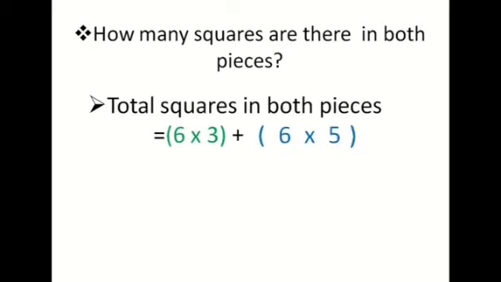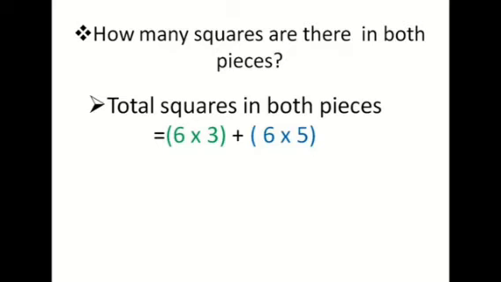So total squares in both pieces, the first one we got from the first grid, it is 6 into 3, yes, and the next grid it was 6 into 5. So if we add them, we surely get the total number of squares in both the pieces.